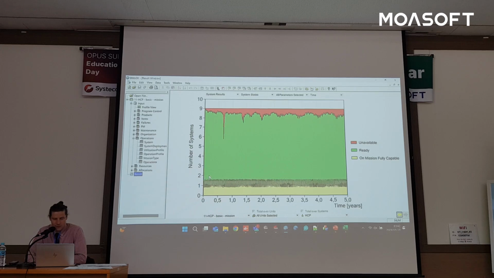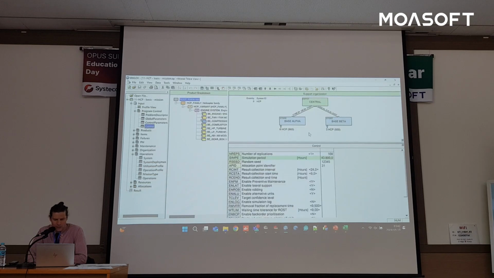Here it seems as if we're never up to 2, but that's because we have pretty long result collection intervals, which is another thing that is aggregated in the results. If I change that, just to show you, in the control table here you see something called the result collection interval. The default value is 24 hours.